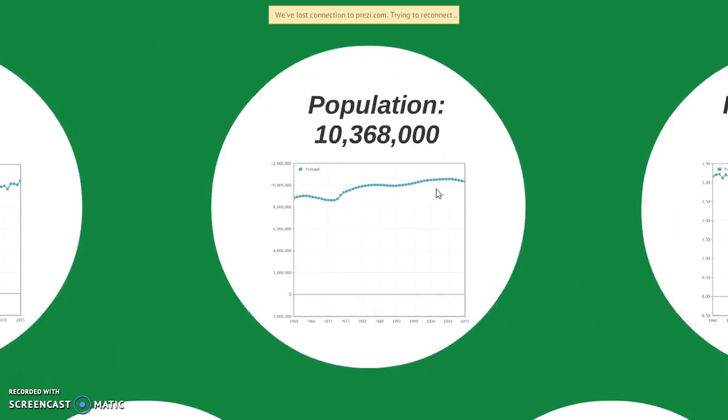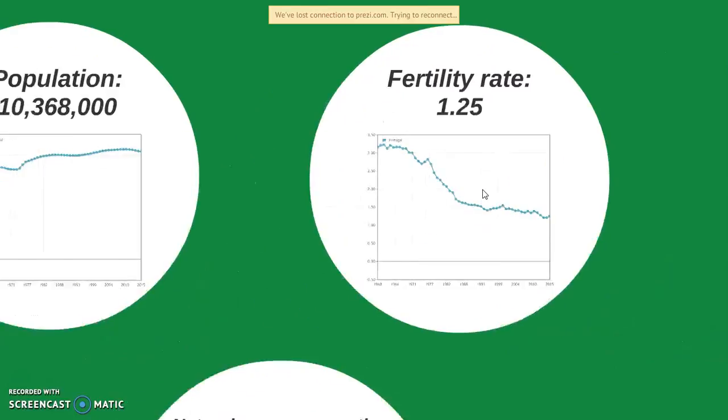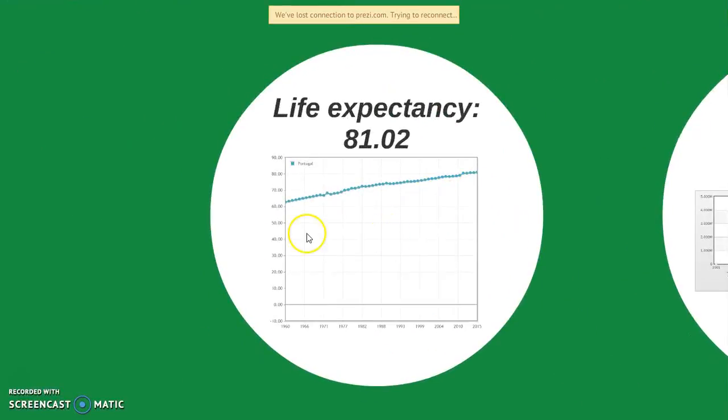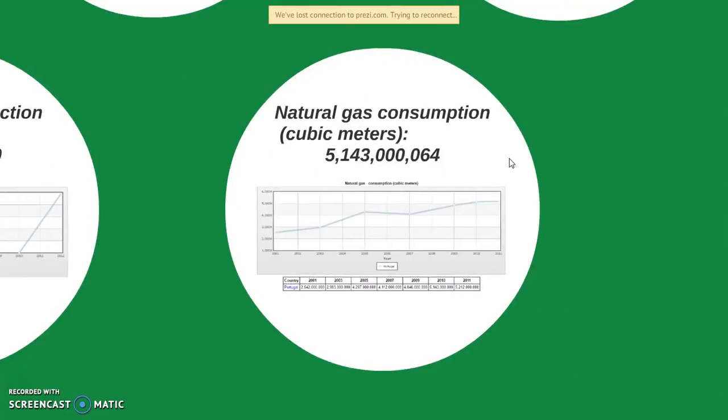The population is around 10 million, and if we see from here, around 2010, the population started decreasing. That's because Portugal only recently entered stage 5 in the late 90s, early 2000s, and it takes about a couple generations before we see a drastic drop in population. Fertility rate is 1.25. Life expectancy is a pretty steady growth, and it's going to keep growing. Right now it's 81. This is the natural gas production, which is around 4 million. Natural gas consumption around 5 million.